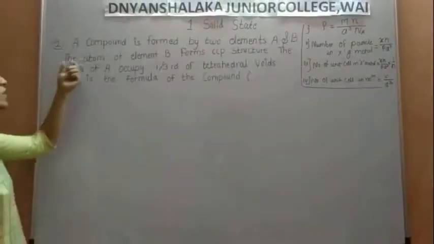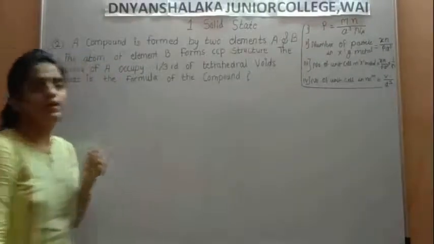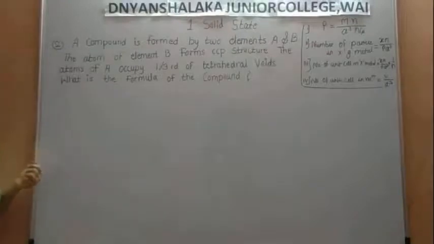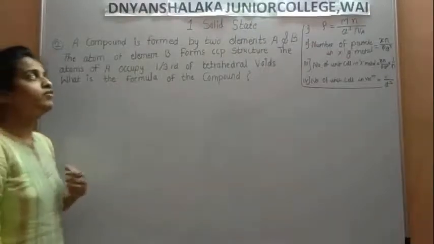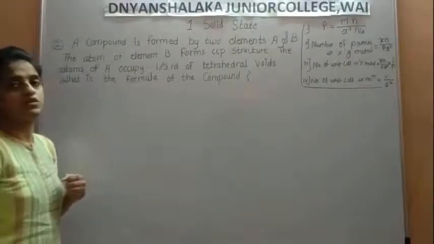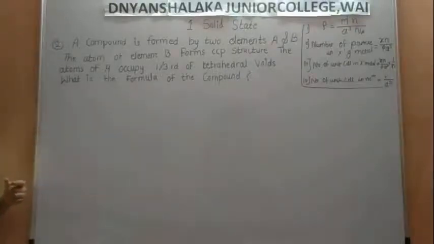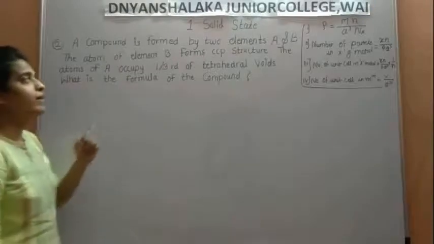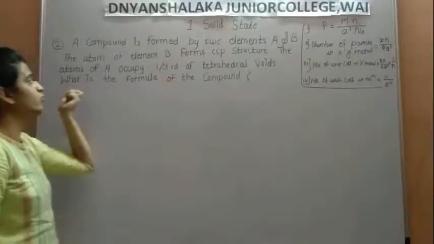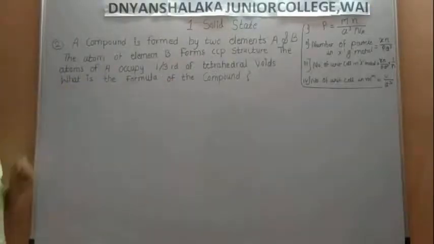Next, second example. A compound is formed by 2 elements A and B. The atoms of element B form a CCP structure, meaning cubic close packed structure. The atoms of A occupy 1/3 of the tetrahedral voids. What is the formula of the compound? We have to find out the formula of the compound.